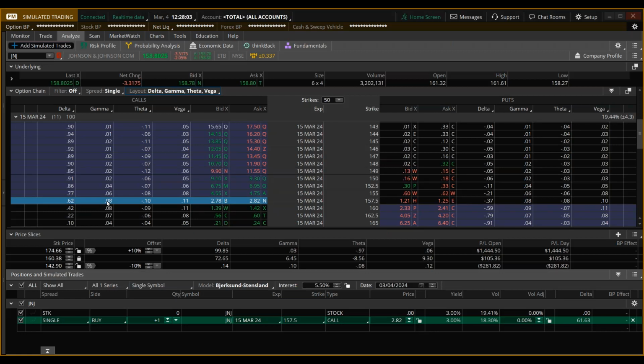I'll teach more about that in an upcoming webinar. And it has a vega of 11. Now, if the stock goes up in price, your option is going to increase in value. This 157.50 option is going to increase in value from 2.83, and it's going to go up by 62 cents. It's going to become worth $3.46.